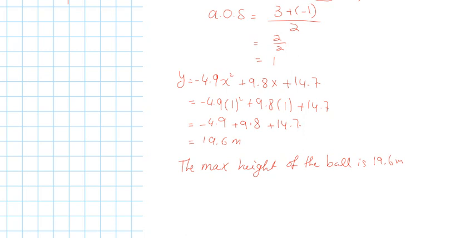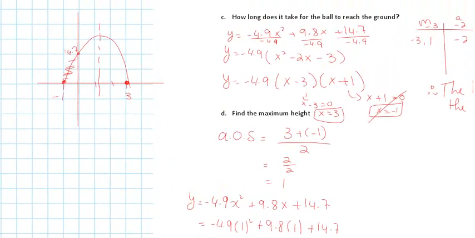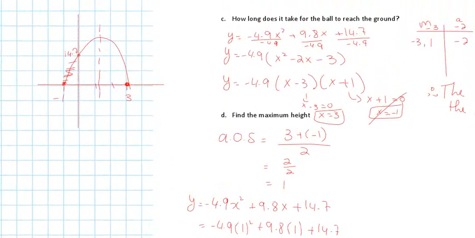So if you look at the graph, you see it, right? This is 1, and then it's about 19.6. Kind of makes sense.